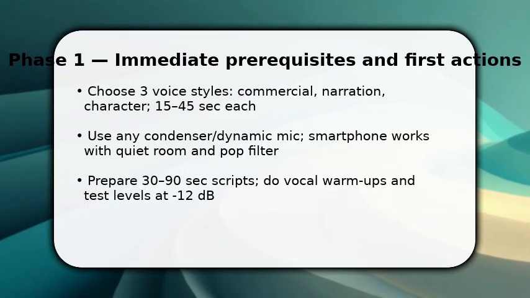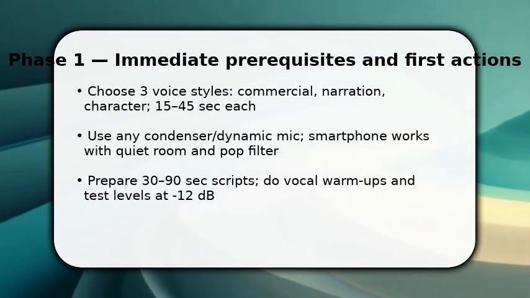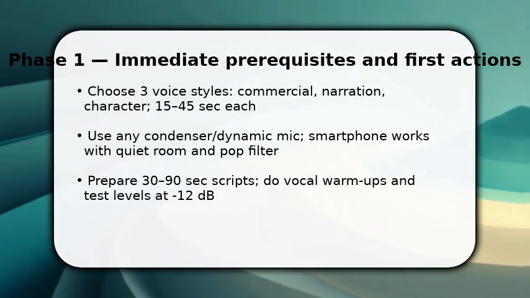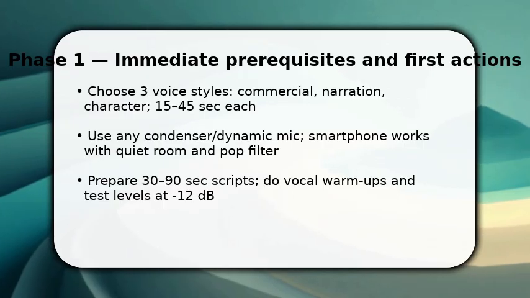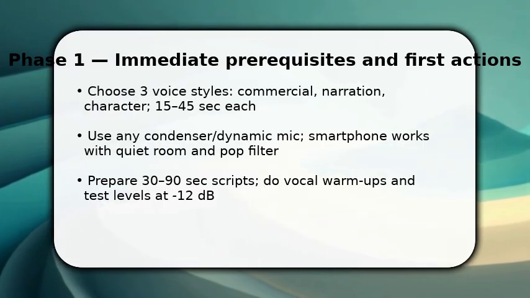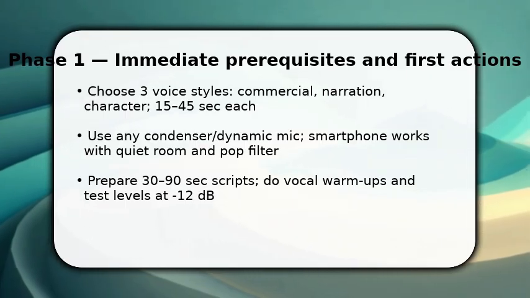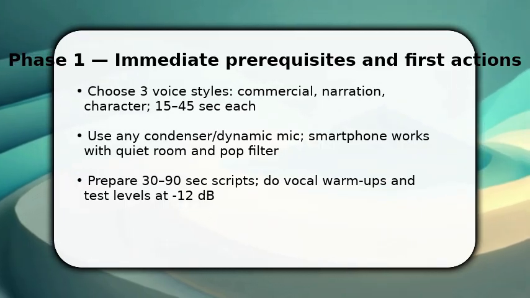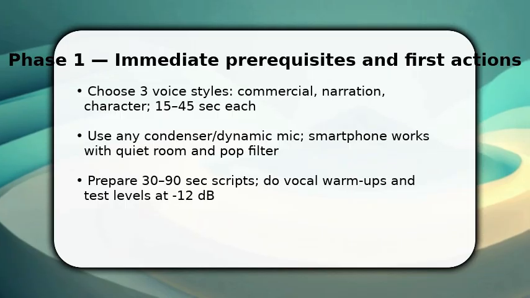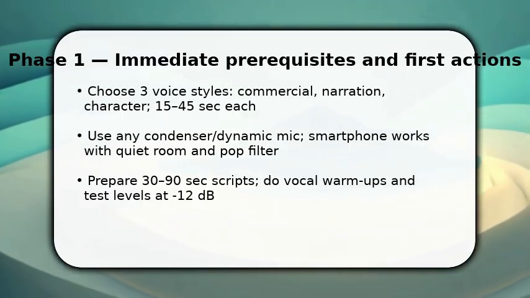You need just 3 essentials to begin: a quiet room, a device to record, and short scripts. First, pick 3 voice styles: commercial, narration, and 1 character, so casting directors hear range. Next, set input levels to peak around -12 dB, make a few test reads, and listen back. Once done, trim the best takes and label files clearly by style and script. Make sure to do brief warm-ups before each take, because breath control and consistency save time later.